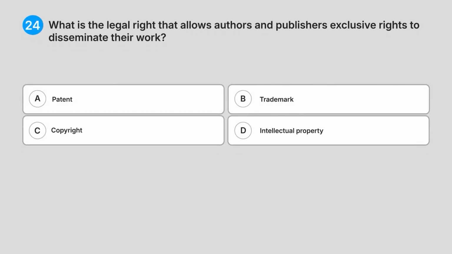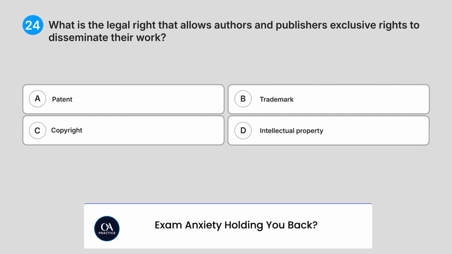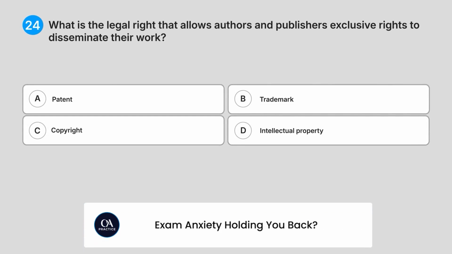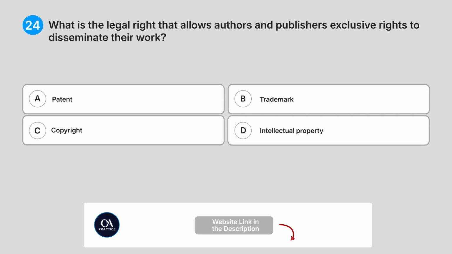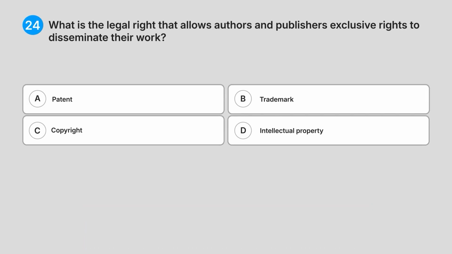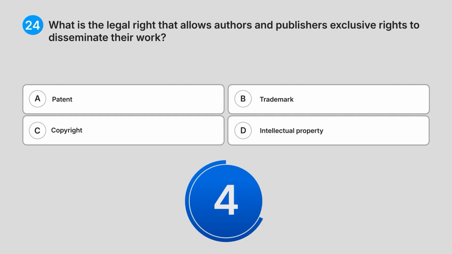24. What is the legal right that allows authors and publishers exclusive rights to disseminate their work? A. Patent. B. Trademark. C. Copyright. D. Intellectual property. Can you guess the answer?